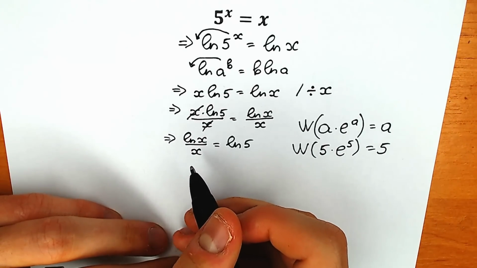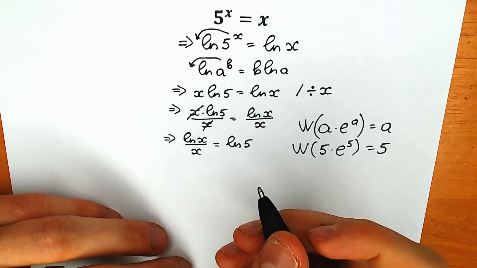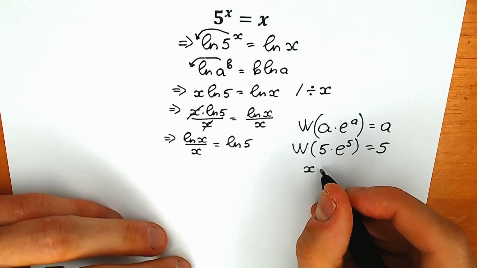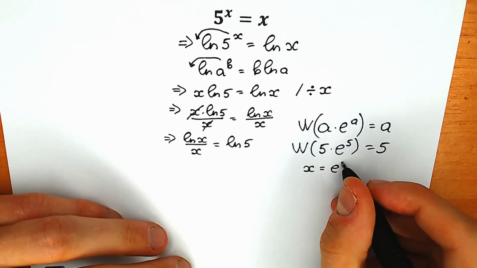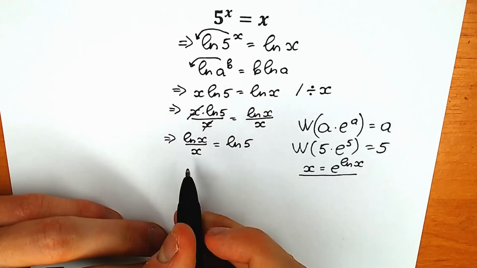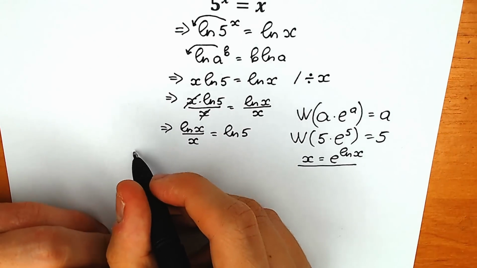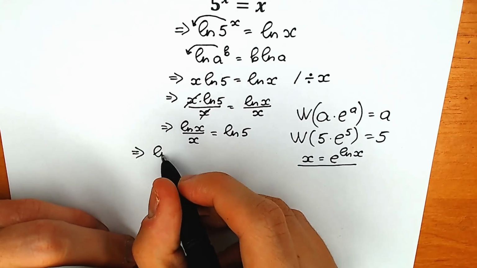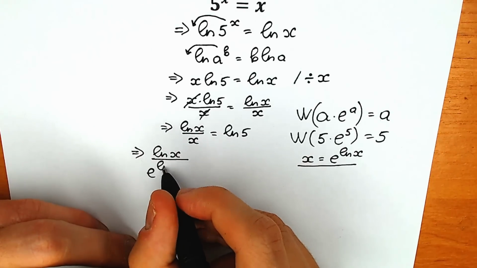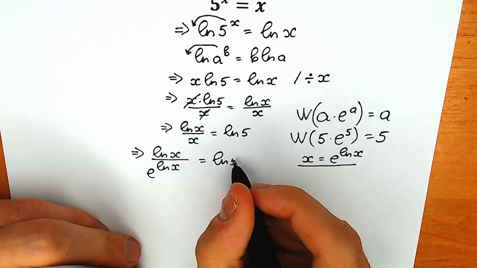First of all, we need to create e. How can we do this? This x we can easily rewrite in terms of e, yeah? This x is equal to e to the power natural log x, okay? This is an extremely important substitution because instead of this x, we're going to plug in e to the power natural log x. So as a result, what do we have? Natural log x, we're going to divide it by e to the power natural log x, equal to natural log 5.